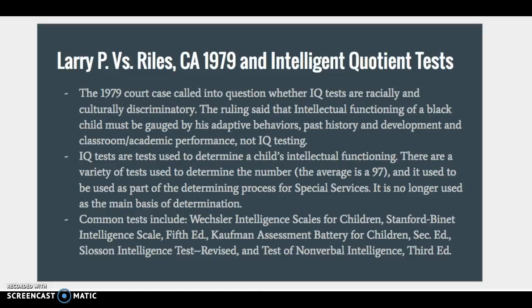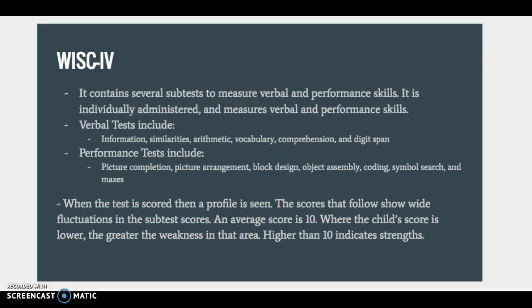and it used to be part of the main determining process for special services, along with a pattern of strengths and weaknesses. It's no longer used as the primary basis, but it can still be used as a secondary aid. Common tests include the Wechsler Intelligence Scales for Children, Stanford-Binet Intelligence Scale, 5th edition, Kaufman Assessment Battery for Children, 2nd edition, Slosson Intelligence Test Revised, and the Test of Nonverbal Intelligence, 3rd edition.